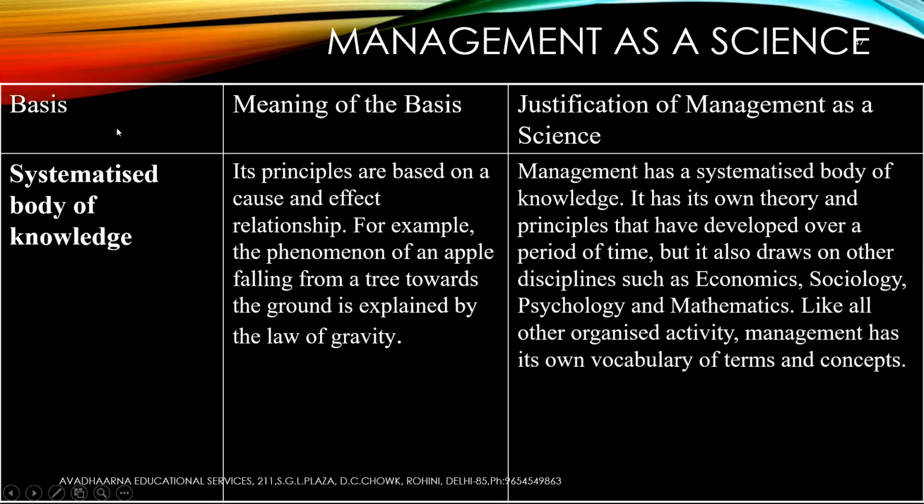So to begin with, the first basis is systemized body of knowledge. The meaning of this basis is that the principles of science are based on a cause and effect relationship. For example, the phenomenon of an apple falling from a tree towards the ground is explained by the law of gravity, and we have so many books, so much literature, and so many journals which explain various phenomena and principles of science, right? We know that when an apple falls from a tree, it will always fall down. Whenever you bounce a ball upwards in the sky, the ball will definitely come down.